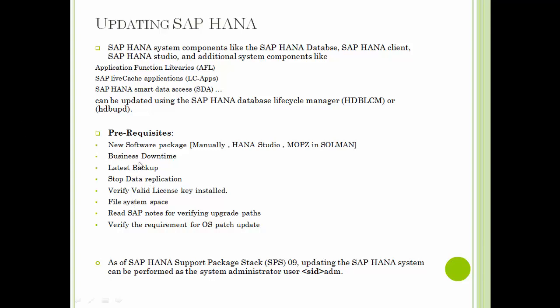And next requirement is business downtime. See, update program runs in downtime, that is it takes the HANA database down and then performs the update, then makes it online. So we should have a business downtime. And next is backup. We should have a latest stable consistent backup before doing the update. And next is about data replication. Any data replication configured in the system must be stopped.